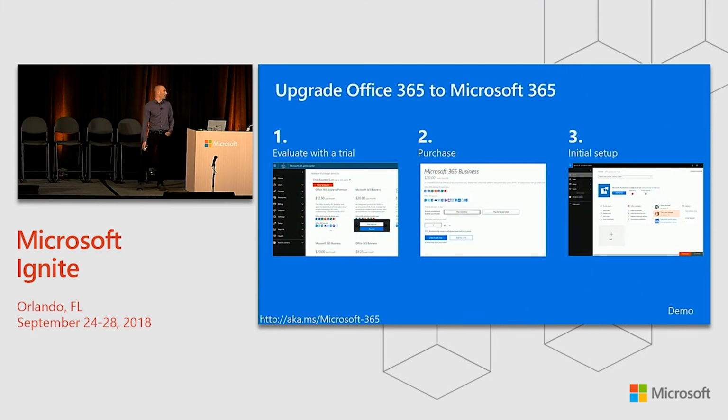So first part, upgrading to Microsoft 365 if you're an Office 365 customer. The first thing you want to do is evaluate what your purchase options are. There's an aka.ms link at the bottom of the screen that you can use to take you to the content to evaluate your options. The other option is, if you're an existing Office 365 customer, you can go directly within your tenant to explore that. So I'll show that in a minute. Then you go through your purchase.